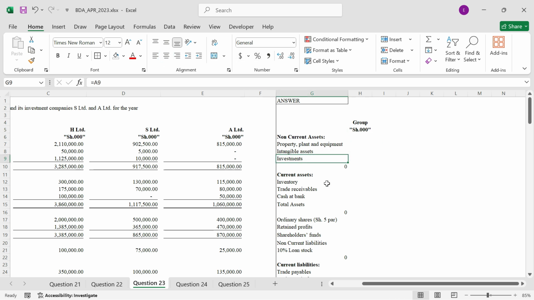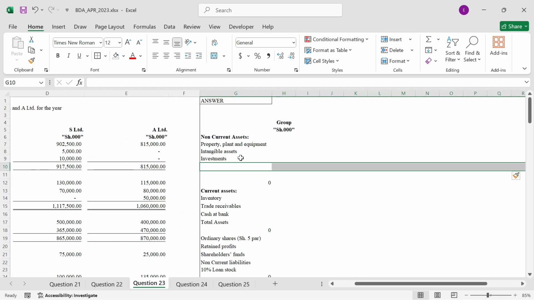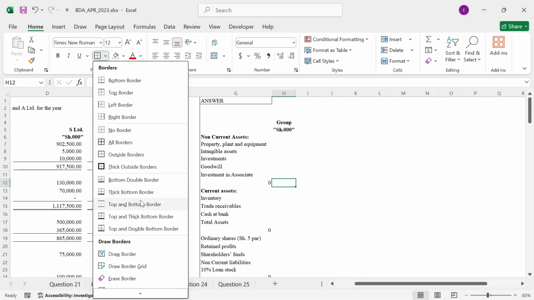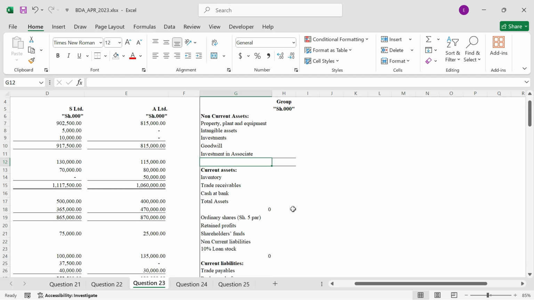I will want to account for my investments, but other than that, I know I'll have goodwill here. And another thing that is likely, because I have an associate, is that I also have investment in associates. So these are elements that I will add to the statement, and that's why we are able to come up with the values even without any calculation.